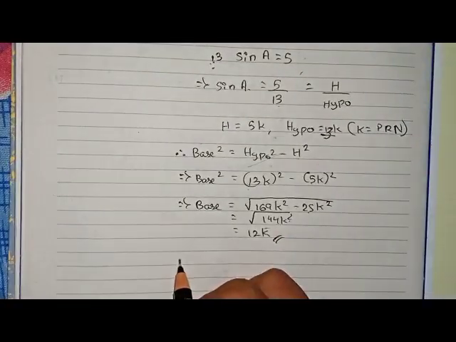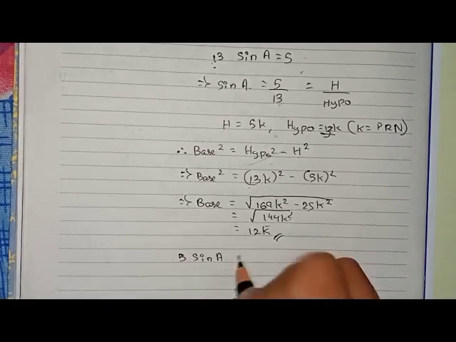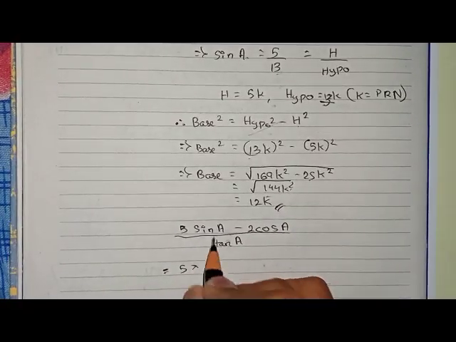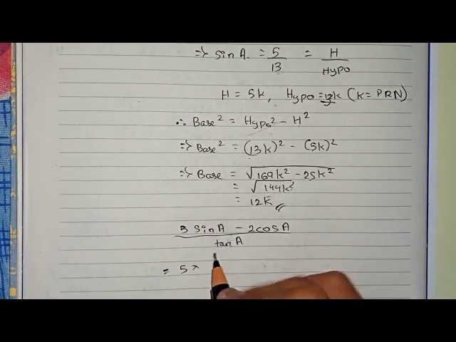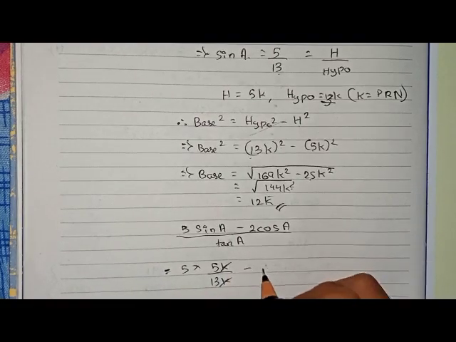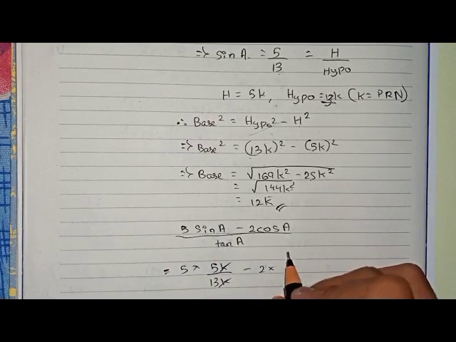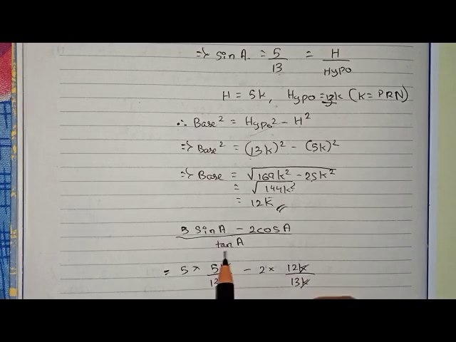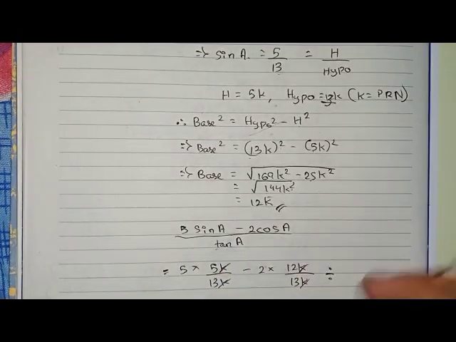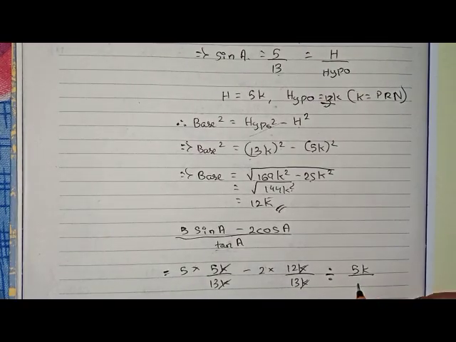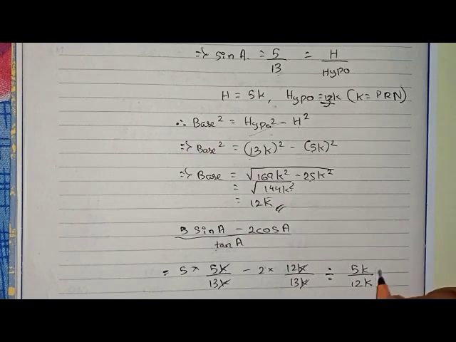Now we have to find out the value of 5 sin A minus 2 cos A by tan A. So 5 multiplied by sin A. Sin A means height by hypotenuse. Our height is 5k and our hypotenuse is 13k. Cut the k. Now 2 multiplied by cos A. Cos A means base by hypotenuse. Base is 12k and hypotenuse 13k. Cut the k. Now it is divided by tan A, which is height by base. Height is 5k and base is 12k. Cut the k.